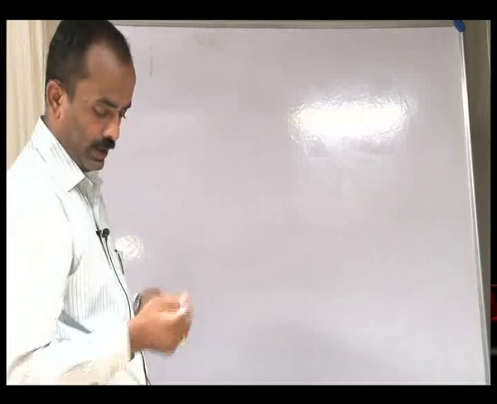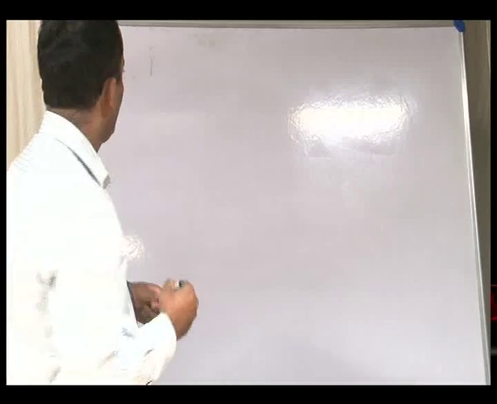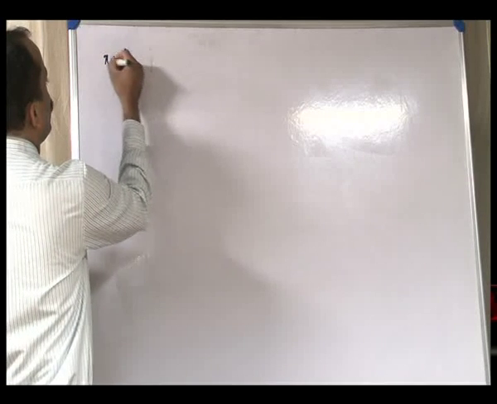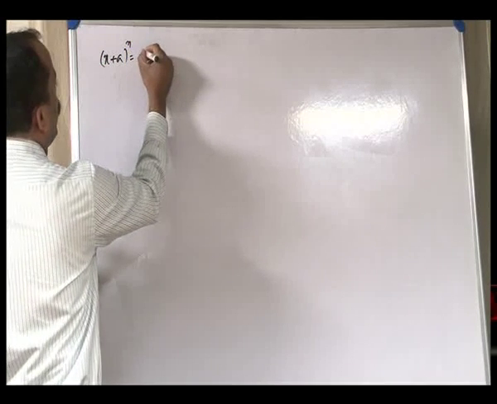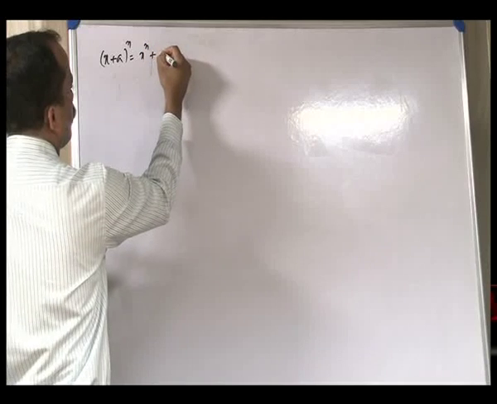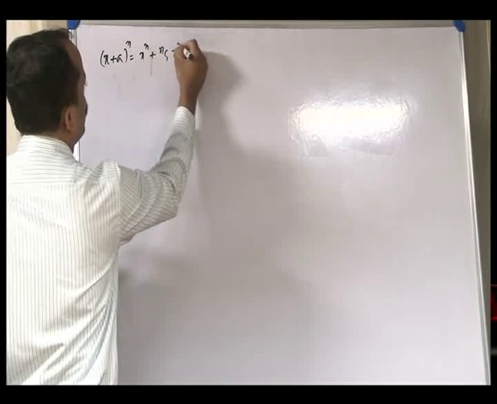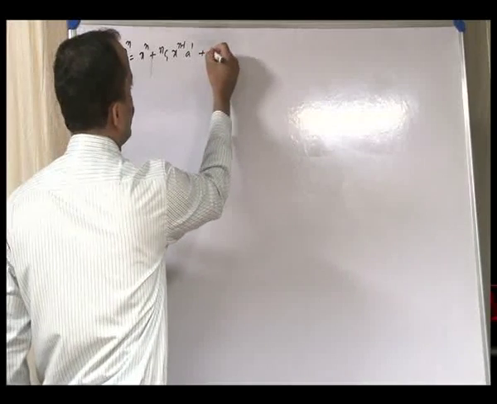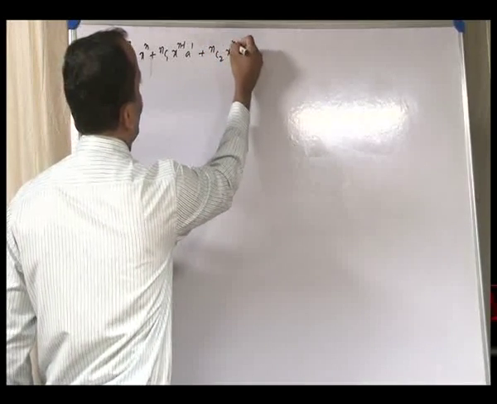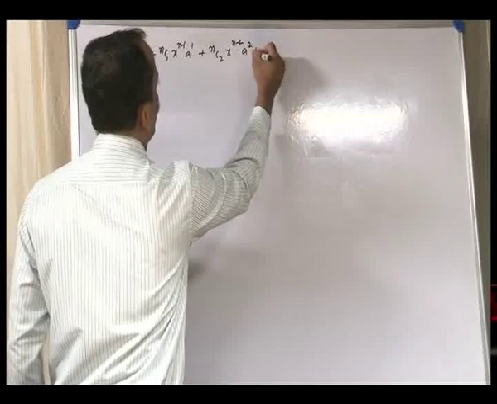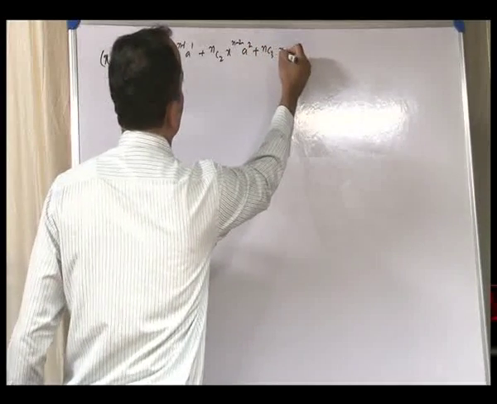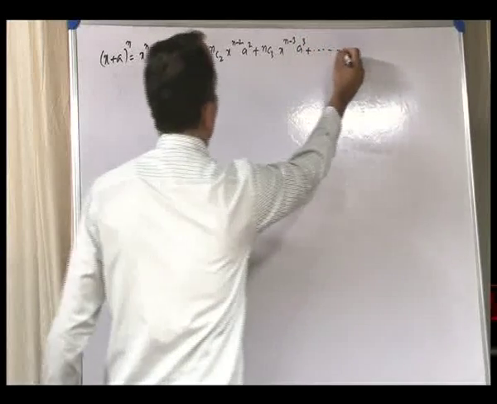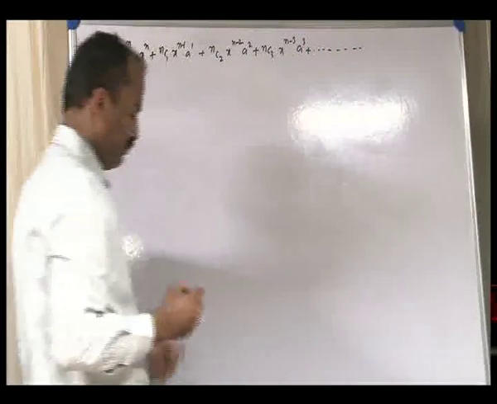Let us actually write: (x + a)^n is equal to x^n + nC1 x^(n-1) a^1 + nC2 x^(n-2) a^2 + nC3 x^(n-3) a^3, etc., up to the last term.